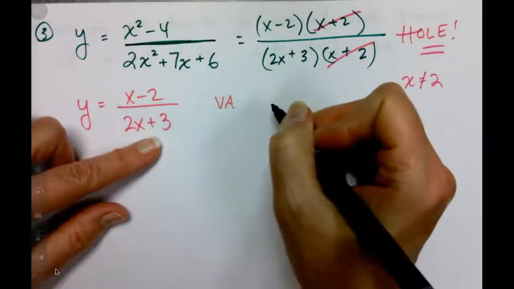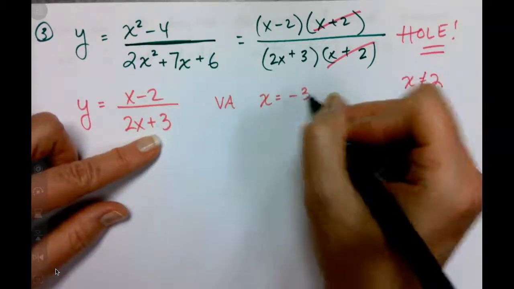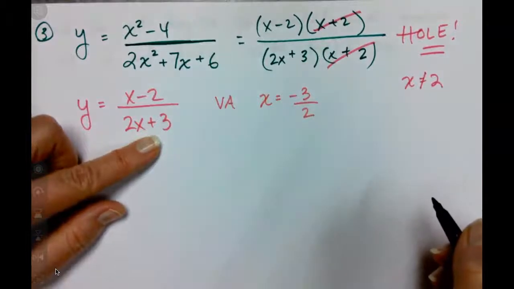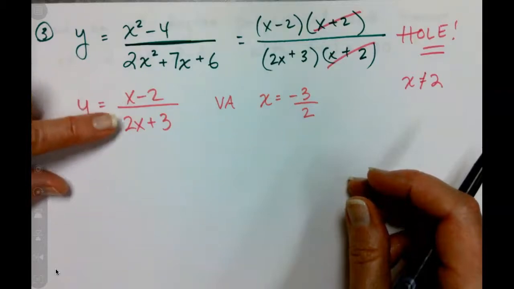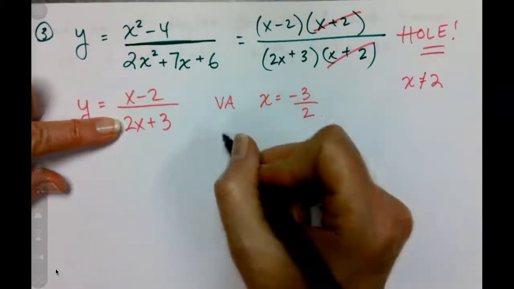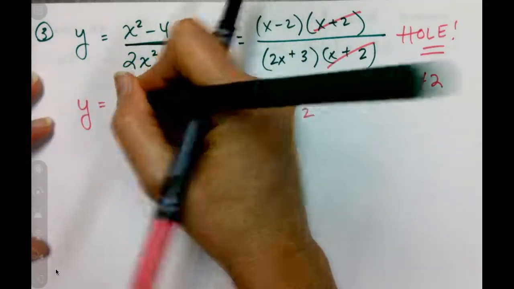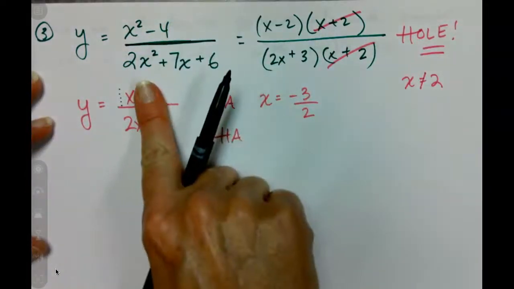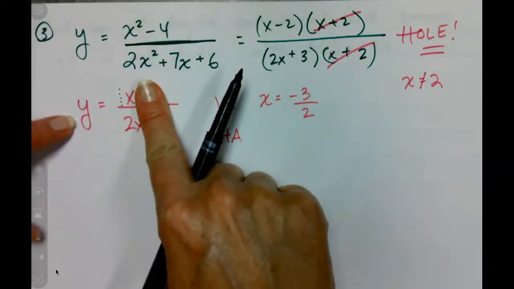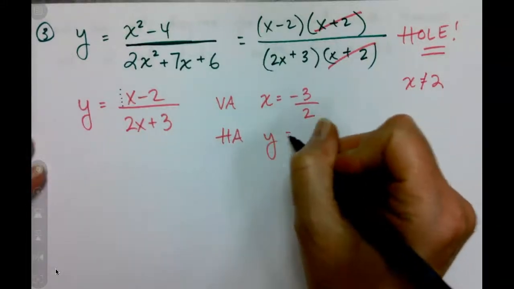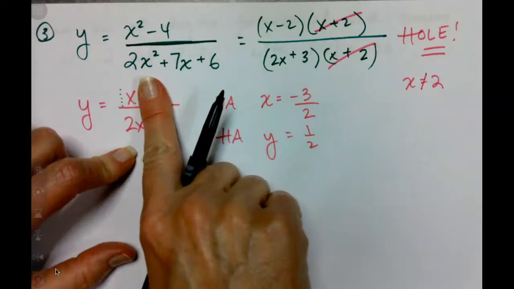So our vertical asymptote is going to be what we get when we set this denominator equal to 0. So x is going to equal negative 3/2. That's a vertical asymptote. And since the degree of our numerator is the same as the degree of our denominator, we're also going to have a horizontal asymptote. So recall that there is a 1 for that coefficient. So if you just cover up everything else except the 2 terms up front, our horizontal asymptote is y equals 1/2. So vertical asymptote, the denominator. Horizontal asymptote, the 2 leading terms.